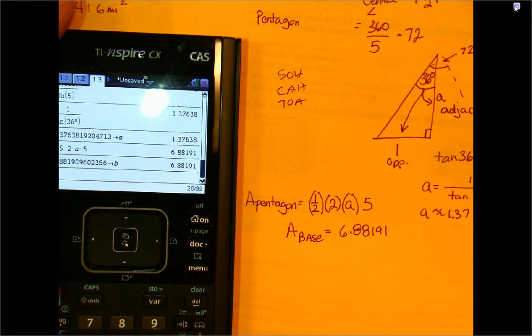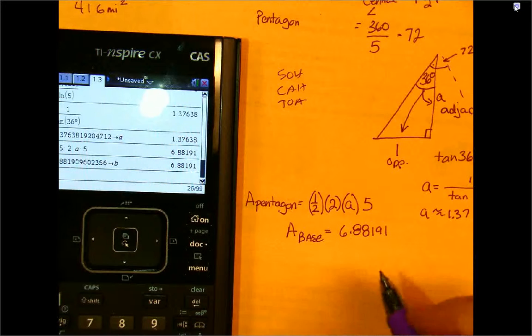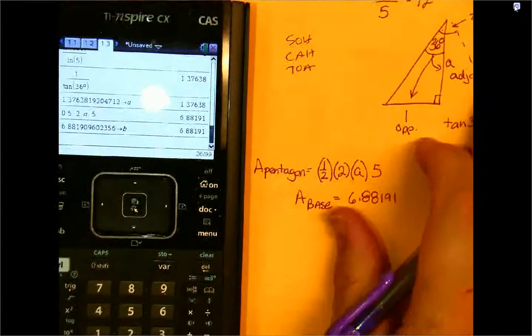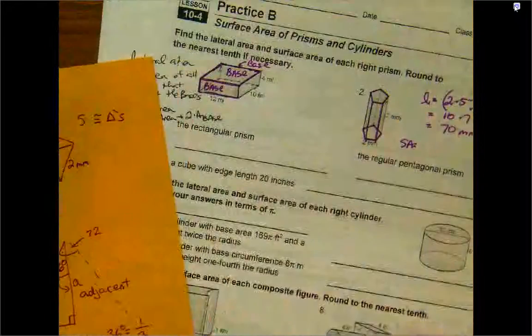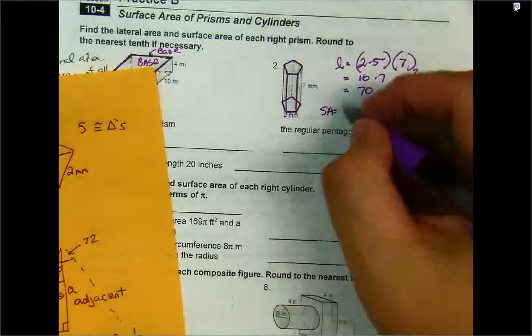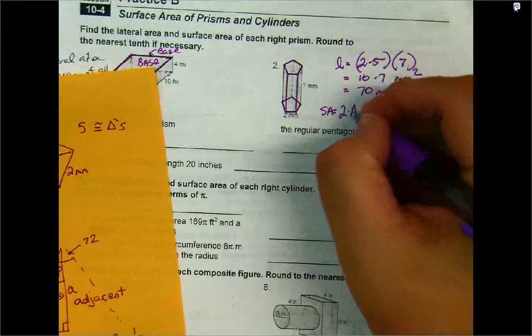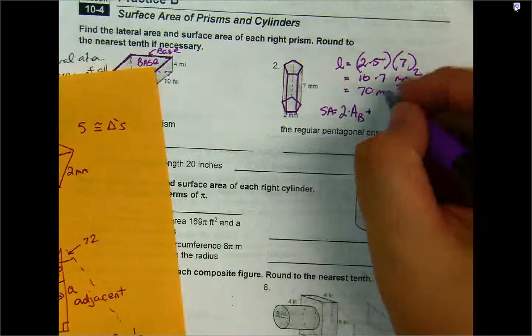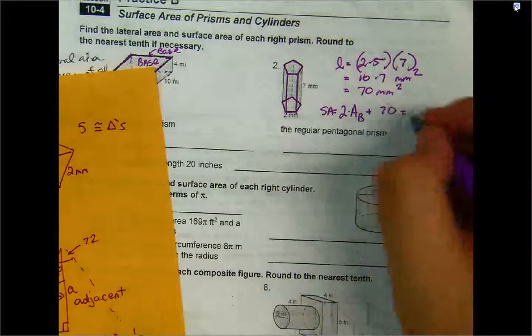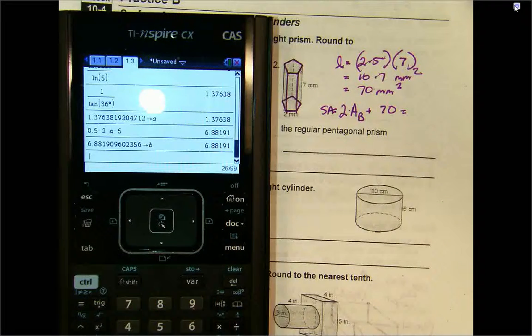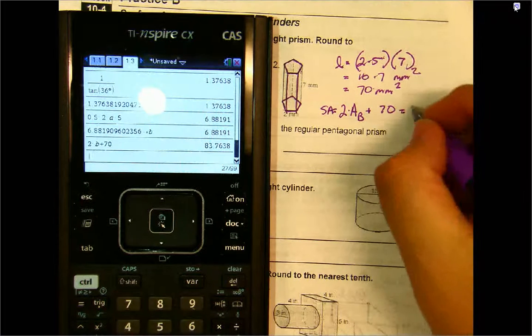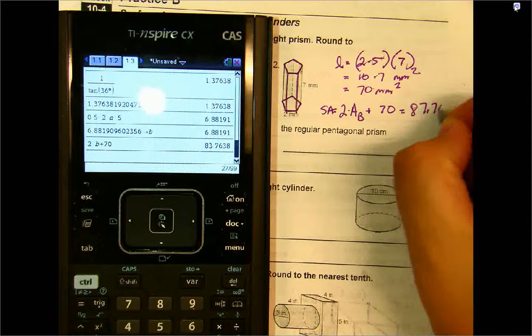And now if I go back over here, the surface area is going to be 2 times the area of the base plus 70. So it'd be 2 times B plus 70 is 87.7638.